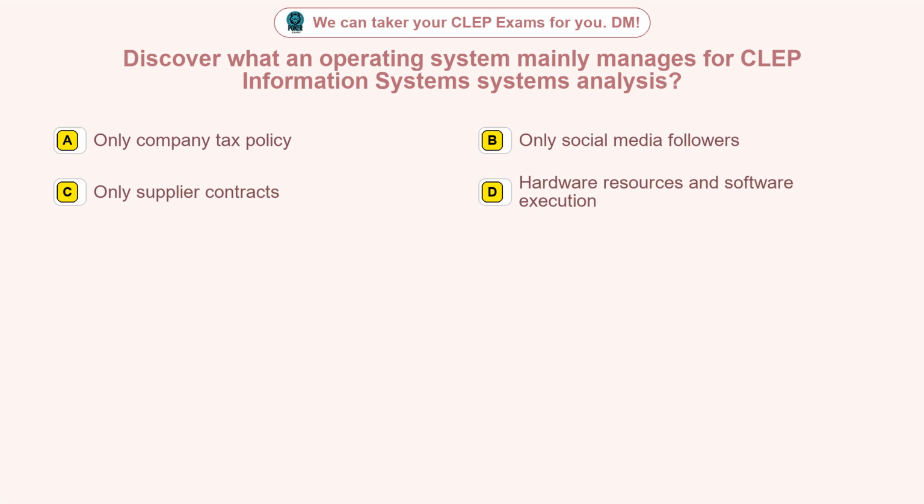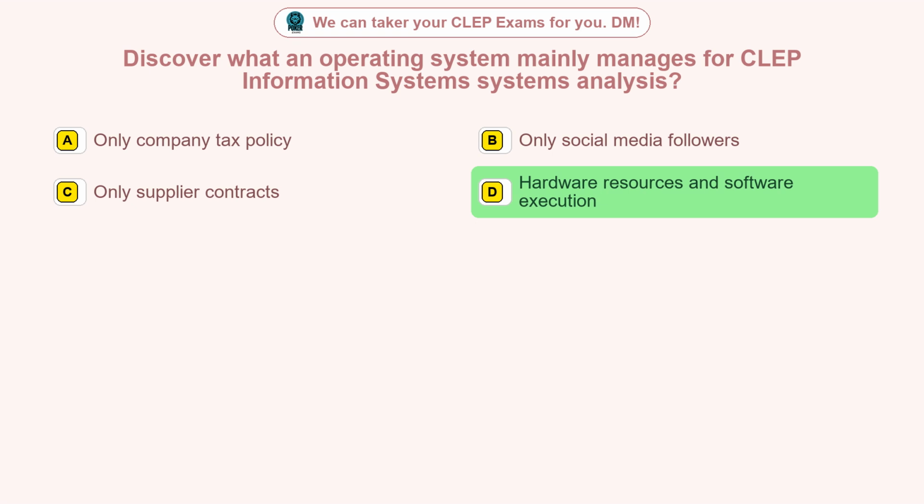Question 63. Discover what an operating system mainly manages for CLEP Information Systems analysis. Option A. Only company tax policy. Option B. Only social media followers. Option C. Only supplier contracts. Option D. Hardware resources and software execution. The correct answer is option D.